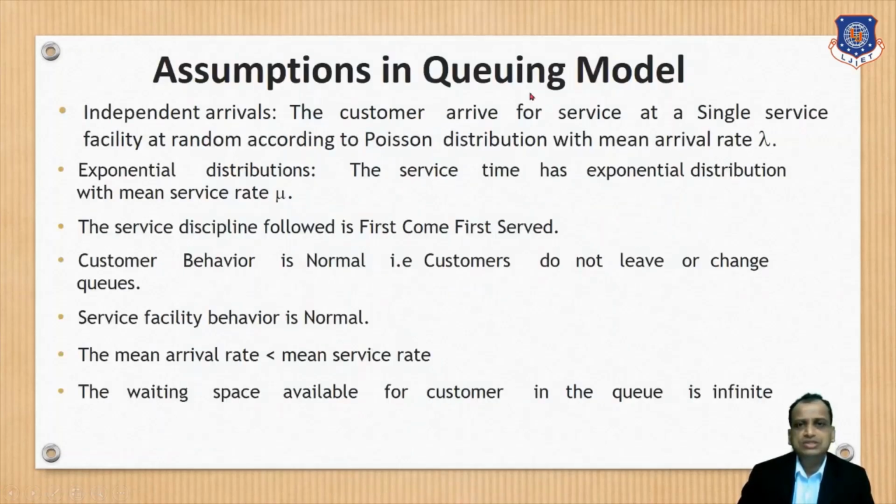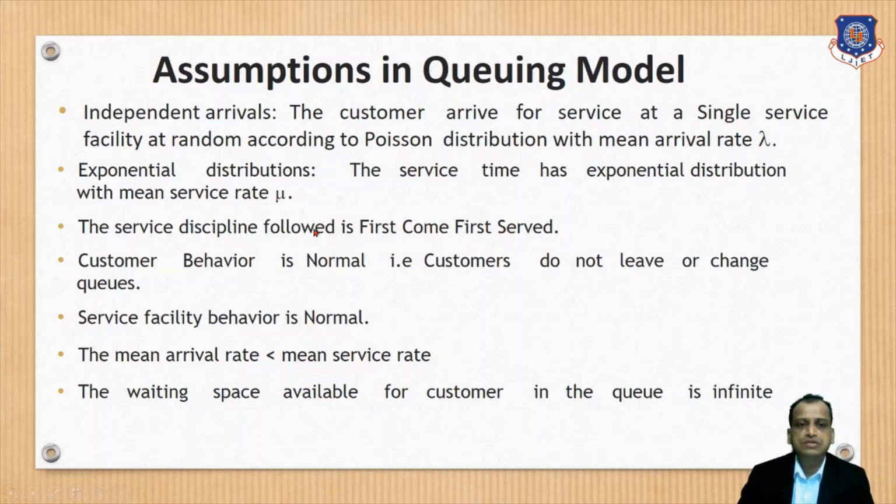Now, what are the assumptions in the queuing model? The first and foremost is that arrival is independent. What do you mean by that? The customers arrive at a single service facility at random, and they follow the Poisson distribution with mean arrival rate, where lambda denotes the mean arrival rate. Remember this: the service time has an exponential distribution with mean service rate of mu. The service discipline followed is first come first served, and this is the model.